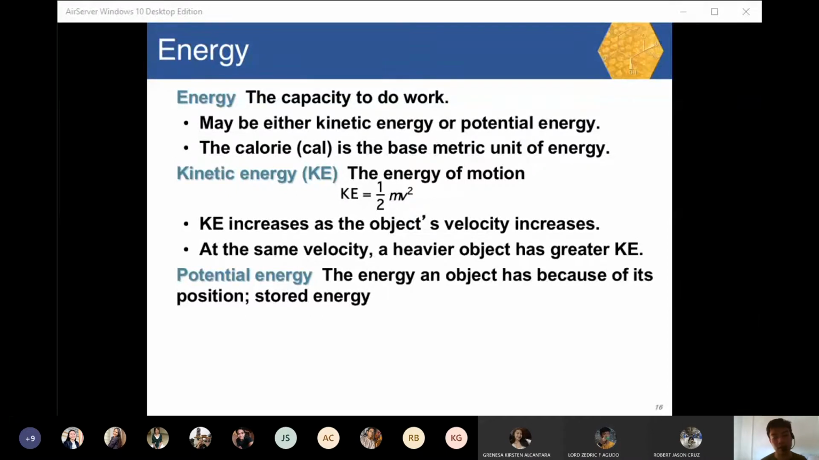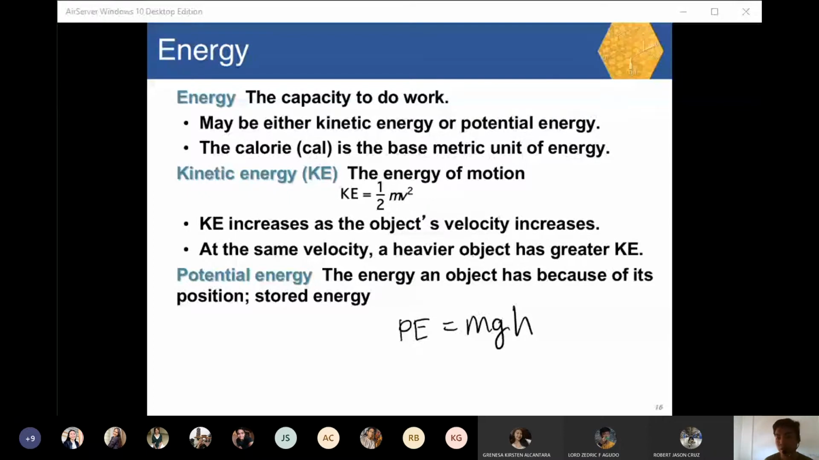Kunwari kayo, nakahiga lang, kaya naka-steady lang. May energy pa rin. Kaya, yun. Ano pa ba? The equation for potential energy is PE. Potential energy is mass times gravitational constant times your vertical displacement or the height. So yun yung equation for potential energy.